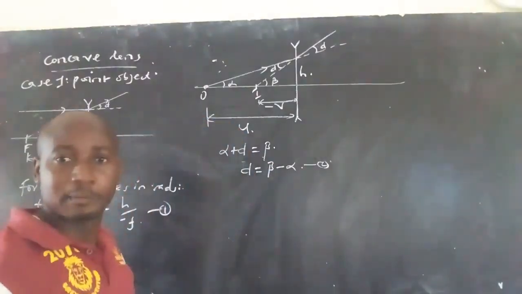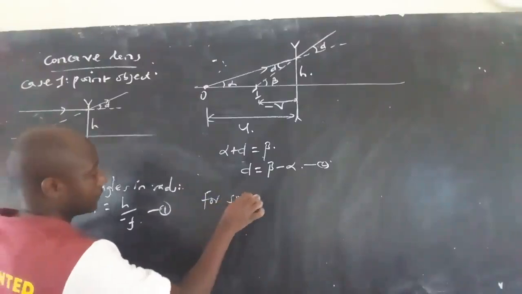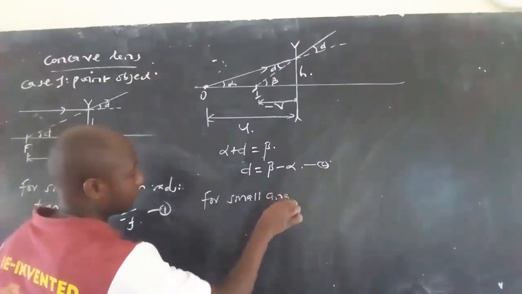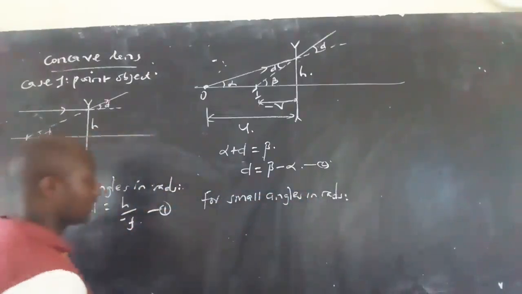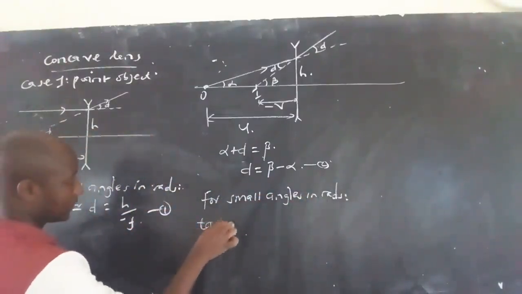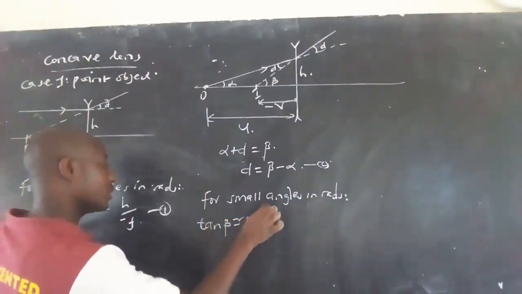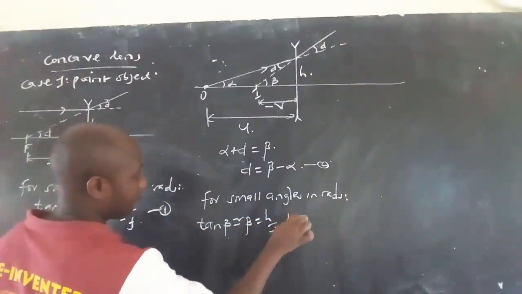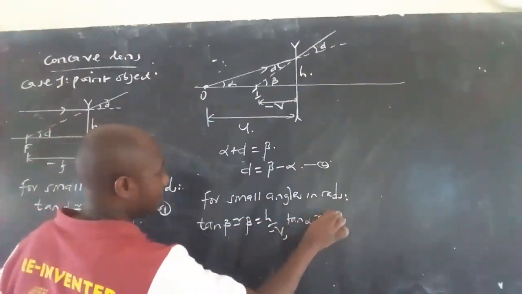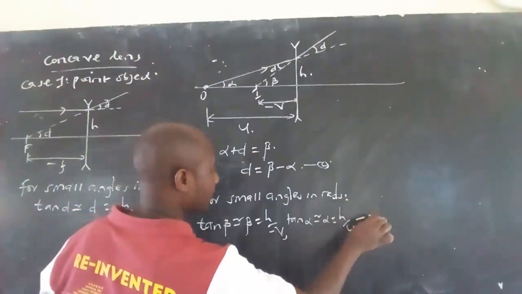Then you go ahead. For small angles in radians, tan of beta equal to beta, which is H out of negative V. Tan of alpha, which is H out of U. That's equation 3.